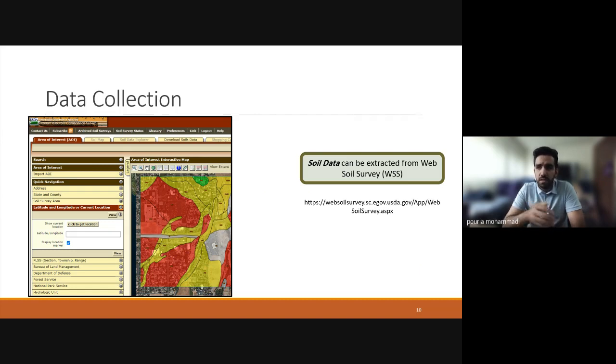As you can see in the slide, there's a picture of the website, and we have to copy and paste the latitude and longitude of the culvert in the left part. Then we can select the area of interest that we want the soil information of, and then collect them manually.